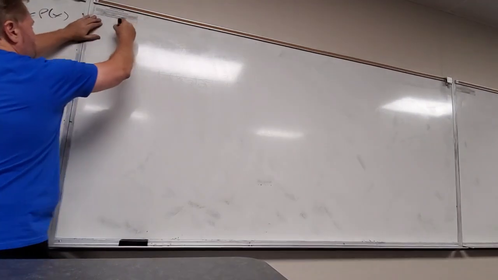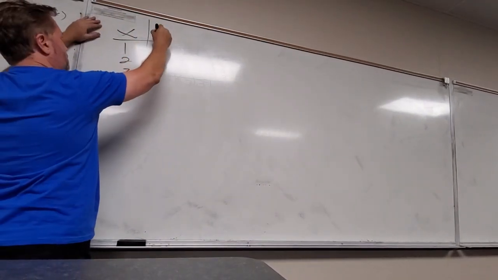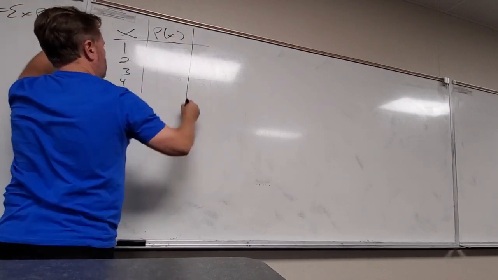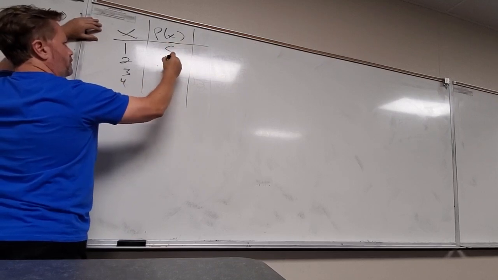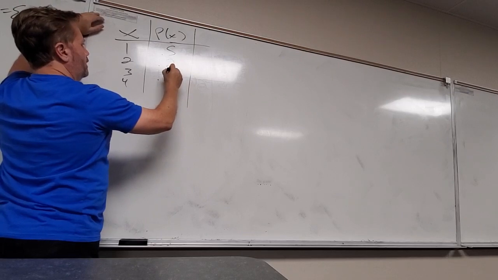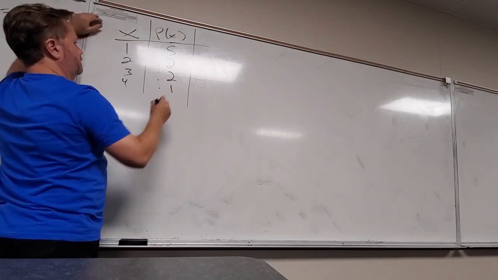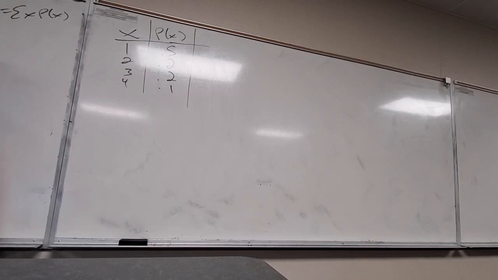So let's make some kind of nice data. Let's just do 1, 2, 3, 4. Sounds good. Let's make some nice probabilities just to introduce this idea. Let's do 0.5, 0.2, 0.1. Okay. So here's what we call this. This is a probability distribution. Why is this a valid one?